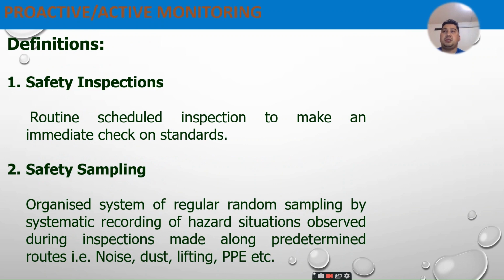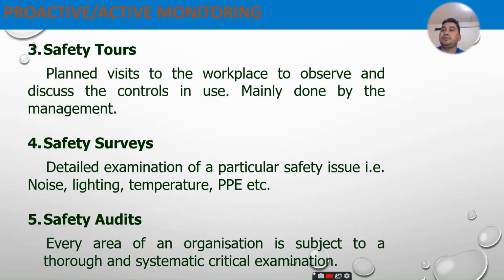Now, definitions. Proactive or active monitoring: the safety inspection. A safety inspection is a routine scheduled inspection to make an immediate check on standards that you do on a timely basis. Safety sampling: an organized system of regular random sampling by systematic recording of hazard situations observed during inspections made along predetermined routes. Examples: noise test, dust test, light level, PPE, lifting. So, other things that you will check.